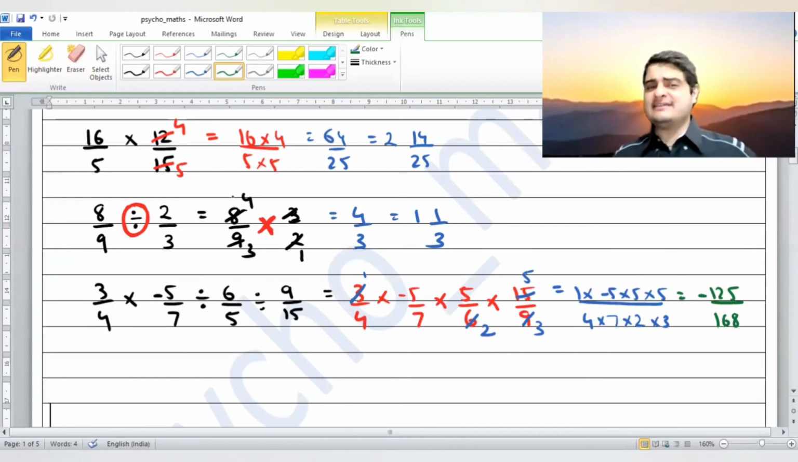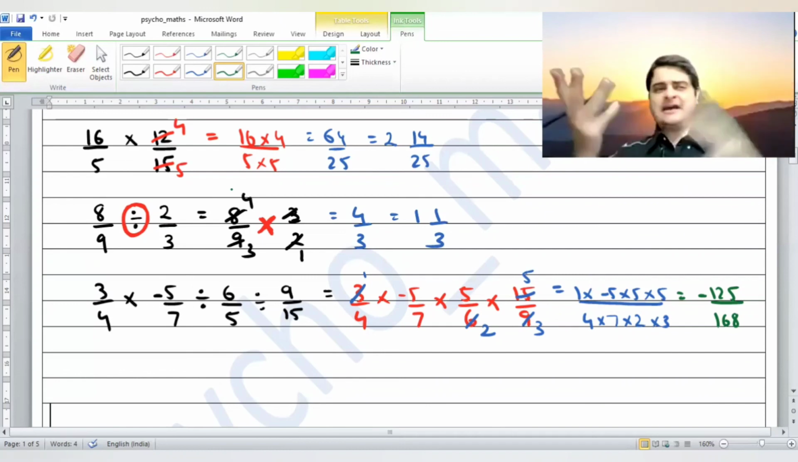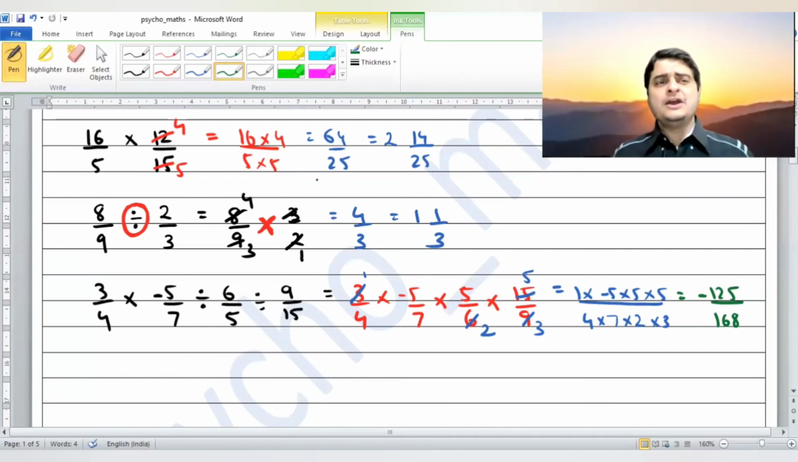So the main trick lies in this: whenever you get a sign of division, just reciprocate, make it a sign of multiplication, and cut here and there as and where you feel like, and you get it into the tables, and that's it, that's all. You are done with it.